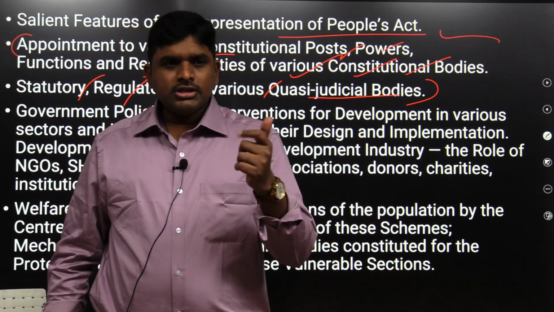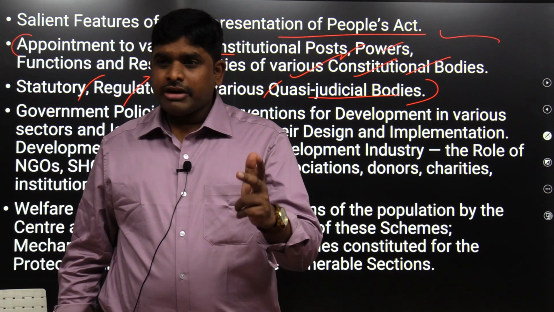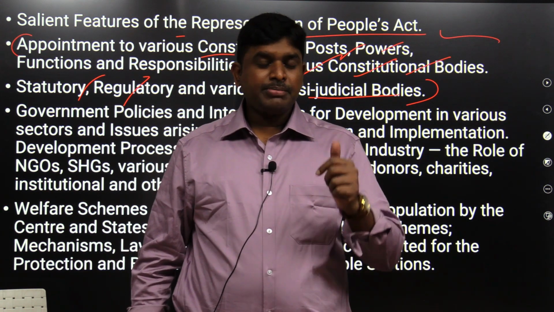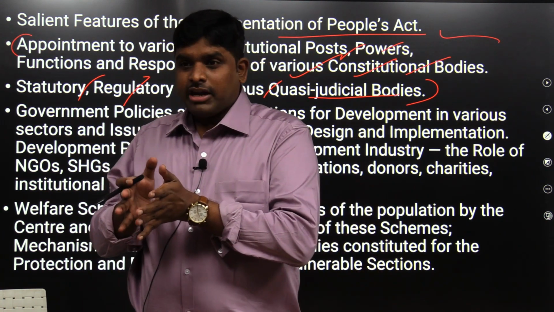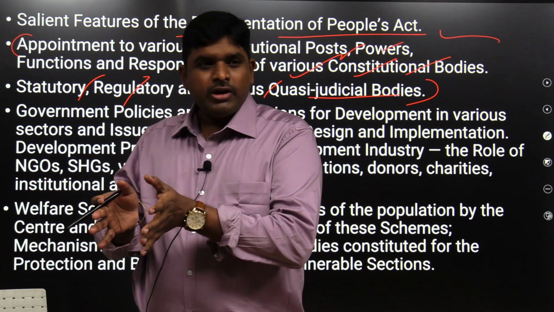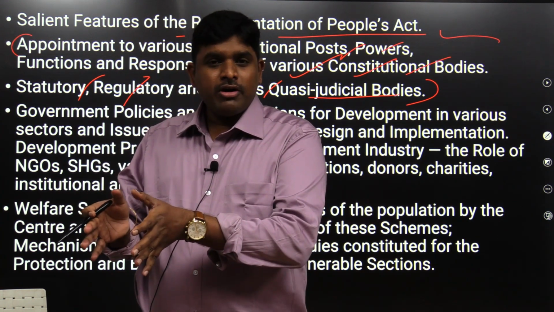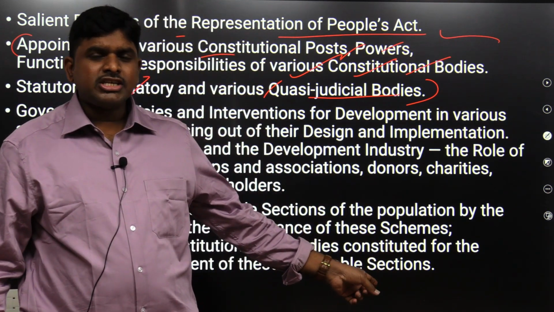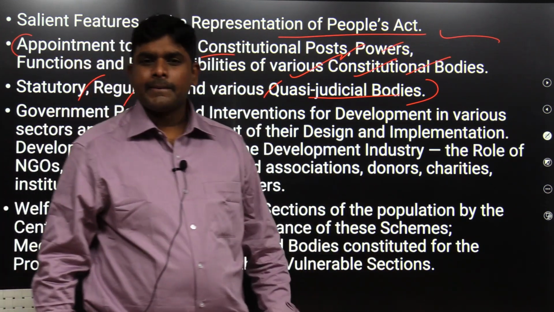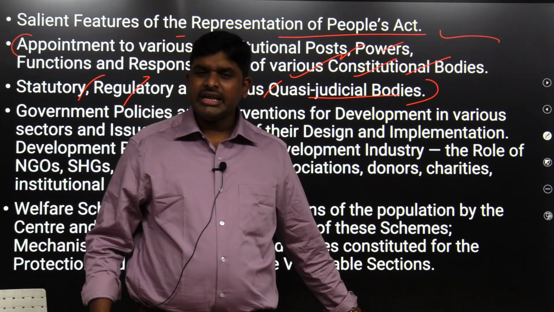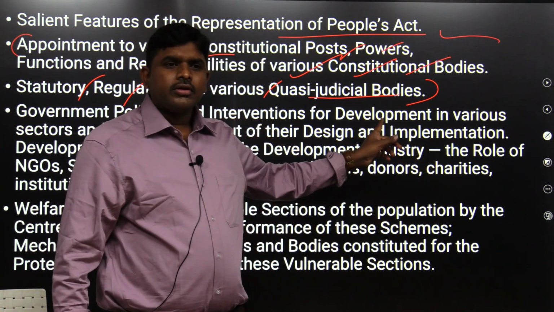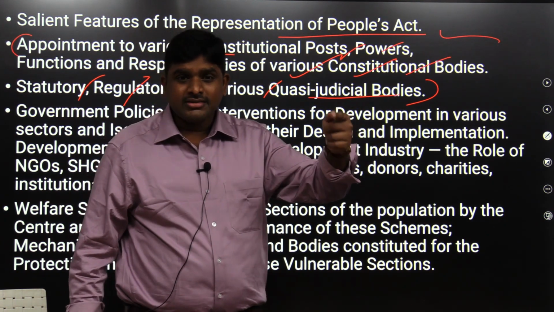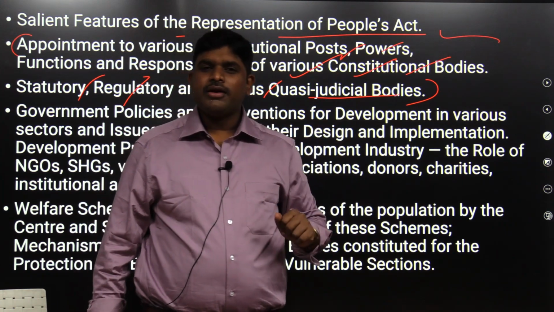Constitutional bodies, statutory bodies, non-statutory bodies, quasi-judicial bodies. I explained properly. What are statutory bodies? What are quasi-judicial bodies? What are non-constitutional bodies, meaning executive bodies? In 2021 Mains, a National Human Rights Commission question came. It is a statutory quasi-judicial body.